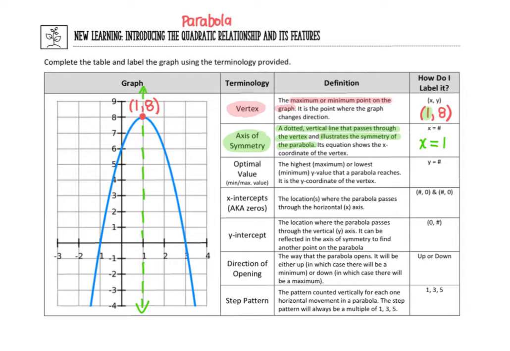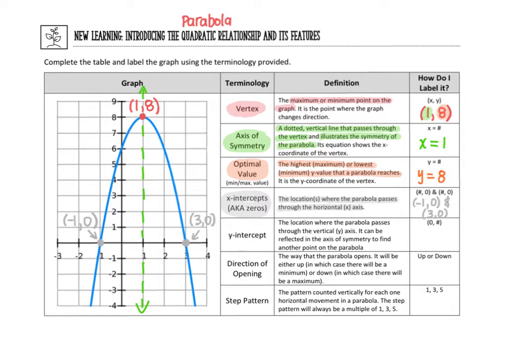The optimal value of a parabola is the highest maximum or the lowest minimum y value that a parabola reaches. We identify the optimum value using the y-coordinate of the vertex. So for this parabola, the optimum value will be y = 8. We can also identify the x-intercepts, or the zeros, of a parabola. This is the location where the parabola passes through the horizontal or the x-axis. Typically, there are 2 x-intercepts for each parabola. In this case, we have one x-intercept of (-1, 0) and a second of (3, 0).